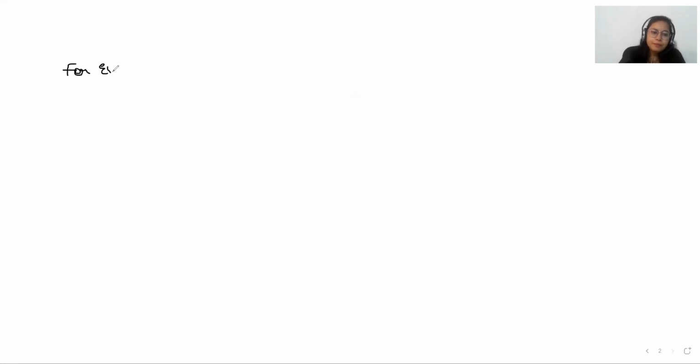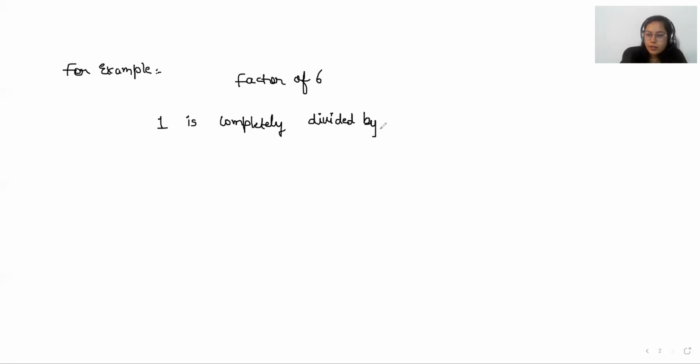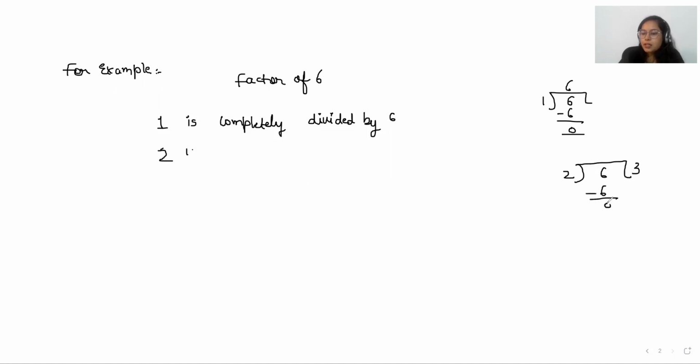For example, we have to find the factors of 6. Always start with 1. 1 divides 6 completely, 6 divided by 1 is 6 and gives you remainder 0. That means 1 is a factor of 6. Now comes 2. 2 also divides 6 completely.